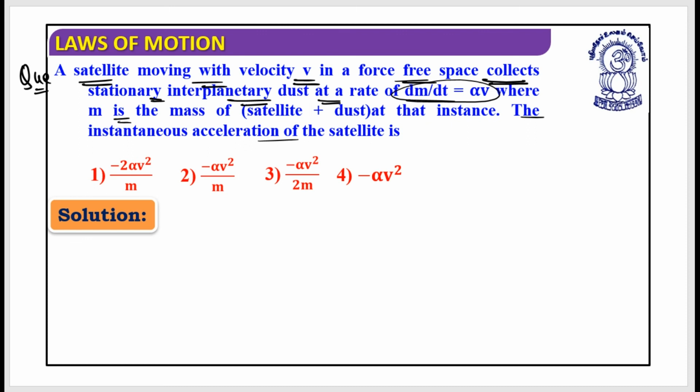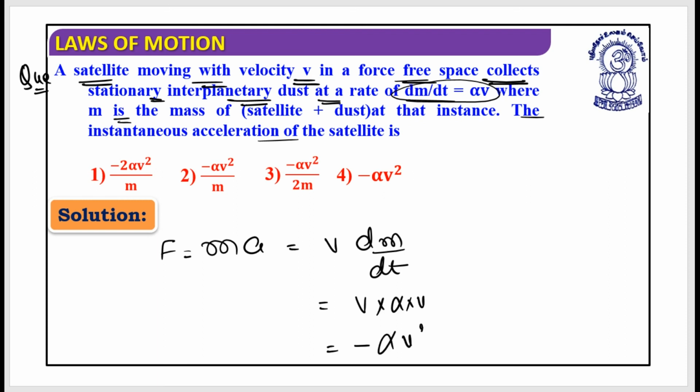So what I can do is write that F is equal to mass into acceleration, which can also be written as v into dm by dt. As I understand, this dm by dt is equal to alpha into v, so this is v into alpha into v, which equals minus alpha v square. Now a equals minus alpha v square divided by m. This would be the answer.